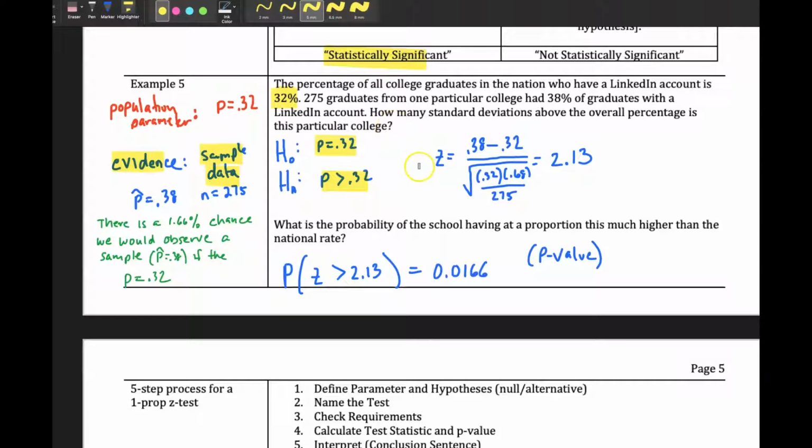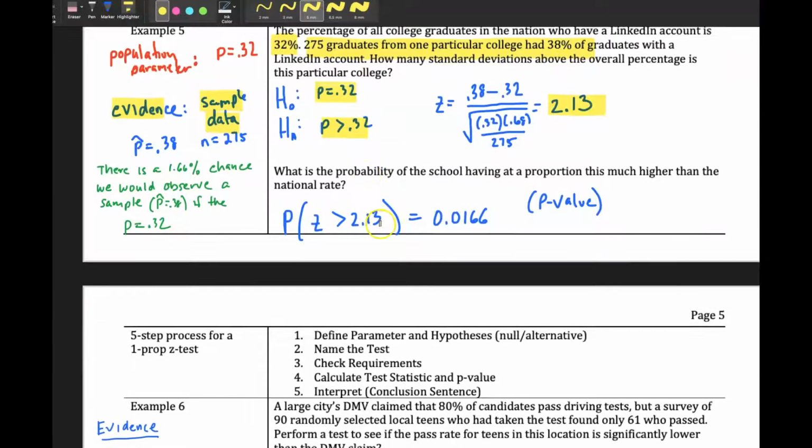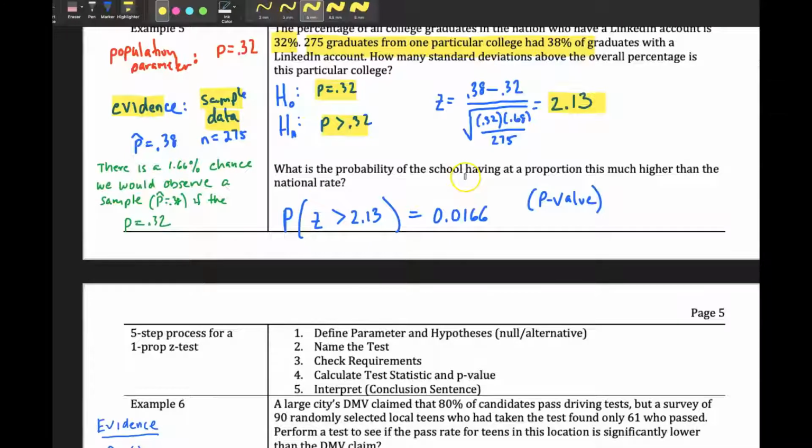And so in order to do that, we're going to double check to see if this sample data, the p-hat, the 38% out of 275, how many standard deviations above this overall percentage it is. So we do the calculation and you get 2.13.